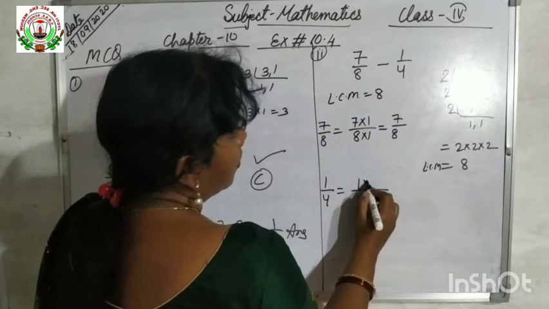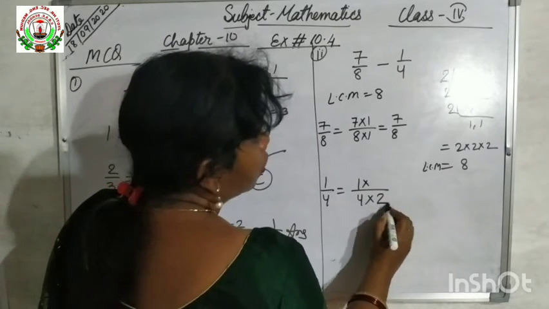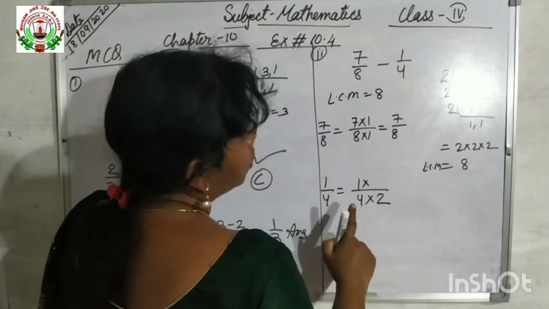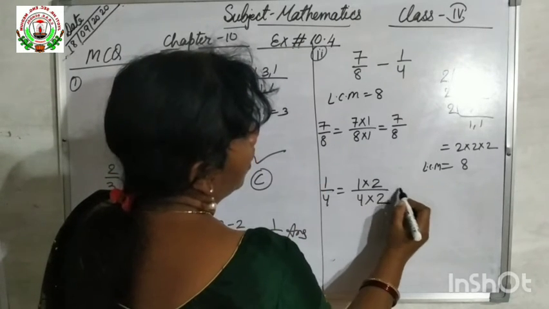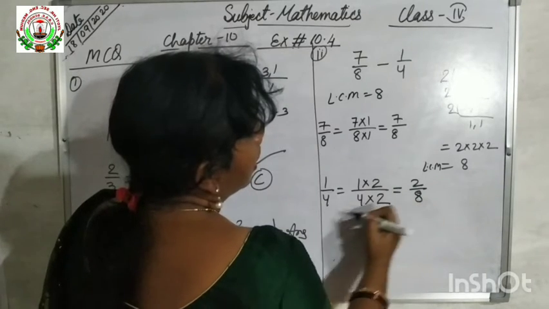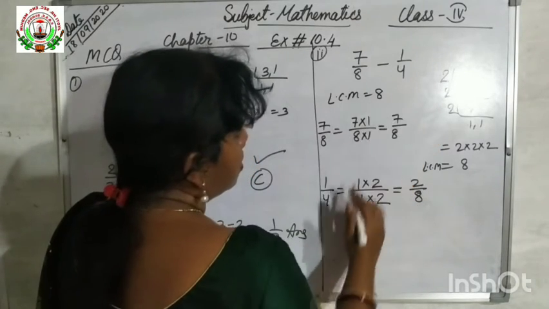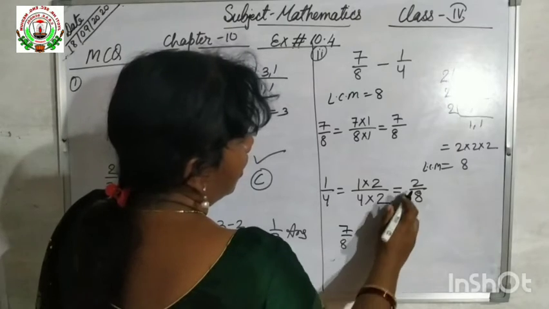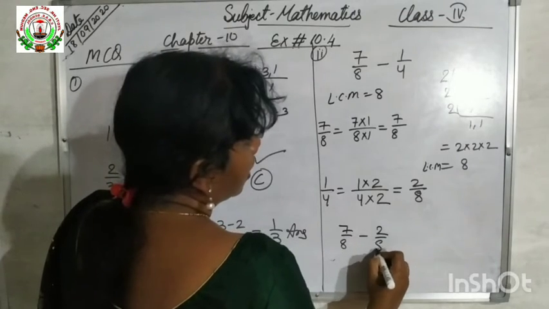So what will we multiply? We will multiply it by 2, because 4 times 1 is 4, 4 times 2 is 8. The same number you will multiply in the numerator. 2 times 1 is 2, and 4 times 2 is 8. Now the first fraction is 7 by 8. The second is minus 2 by 8.